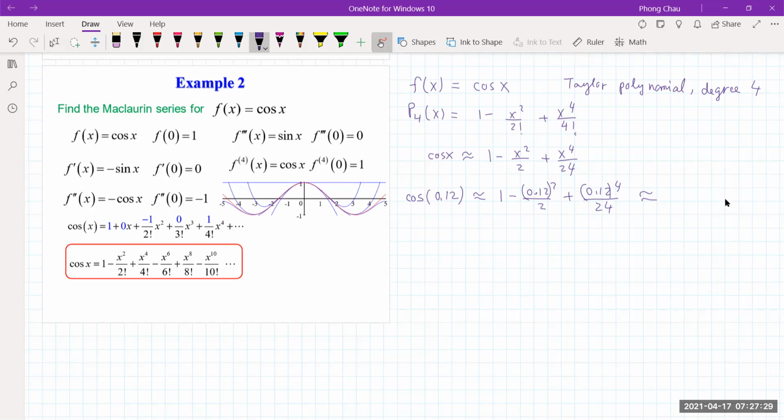And here comes the application, or why we do this. You imagine if we were asked to do the cosine of 0.12. Now, of course, we would plug this in calculators and then spit out the answer. But the question is, how does the calculator figure out cosine of 0.12? If I give you a cosine of a special value like pi over 4, that one we know the answer is easy.